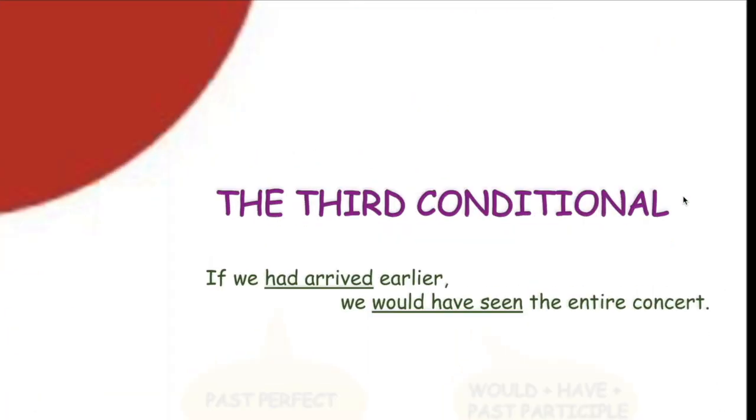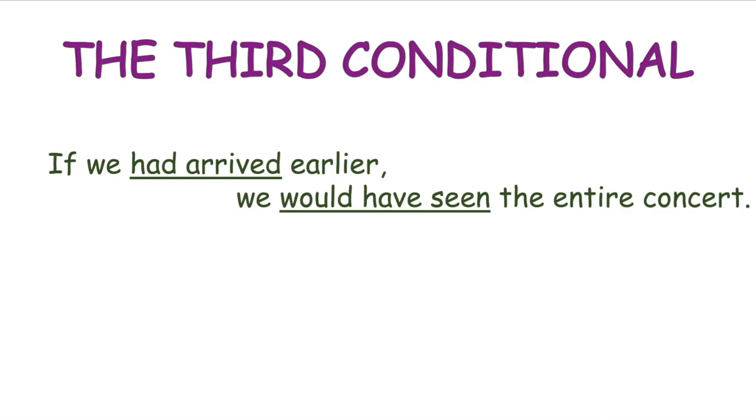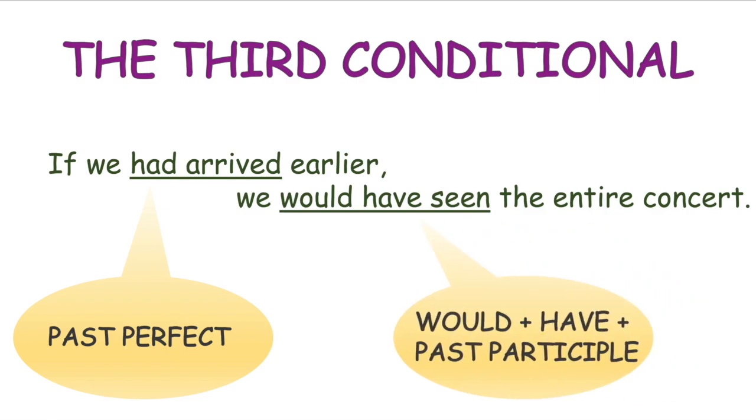Let's have a look at the third conditional, the one that looks back. It looks towards the past, and it imagines what it would have been like if the two actions actually took place, if they actually happened. If we had arrived earlier, we would have seen the entire concert. The implication is that we didn't. We didn't arrive on time, so we didn't see the concert fully. In the if clause, we use past perfect, and in the main clause, would plus have plus past participle. In this case, the past participle is seen.